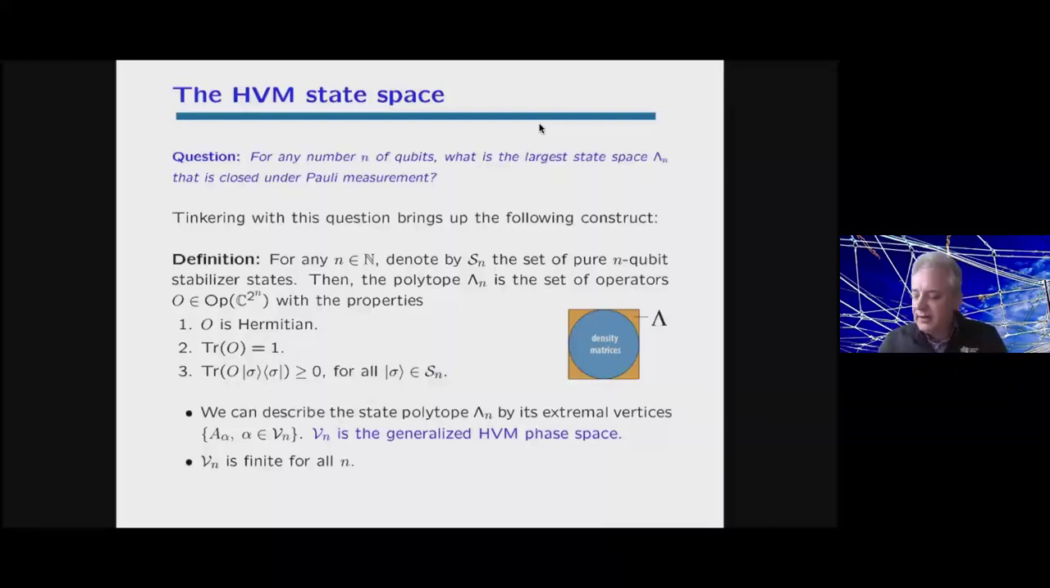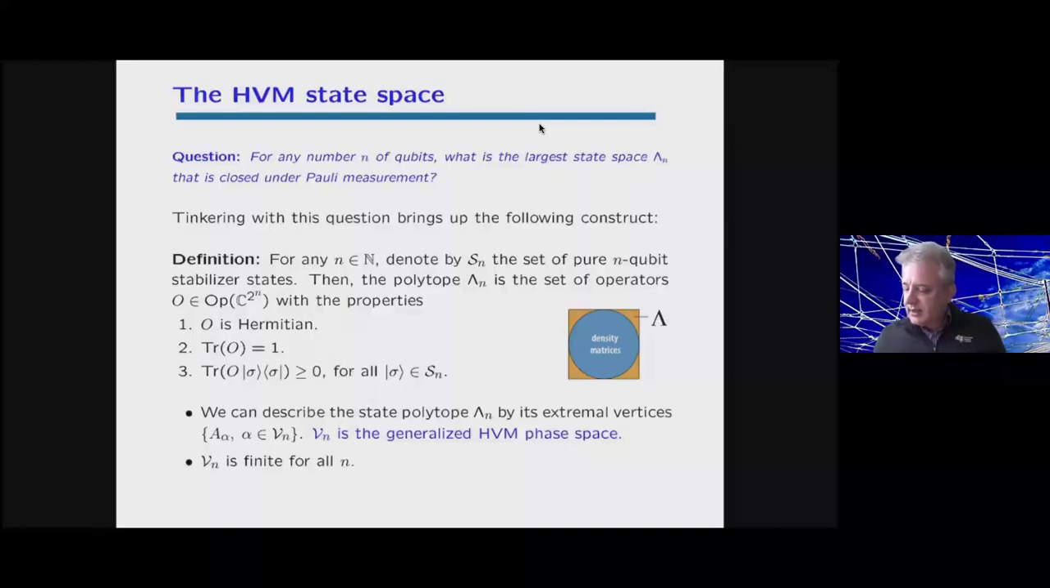This also looks familiar because that's very closely related to positivity of density matrices. So in fact, for density matrices, you would enforce something stronger. You would have this condition hold not only for all stabilizer states, but for all states. And so this immediately shows that the states of all density matrices are included in our state space for any number of qubits. So all of quantum mechanics, as far as the states are concerned, are in it.